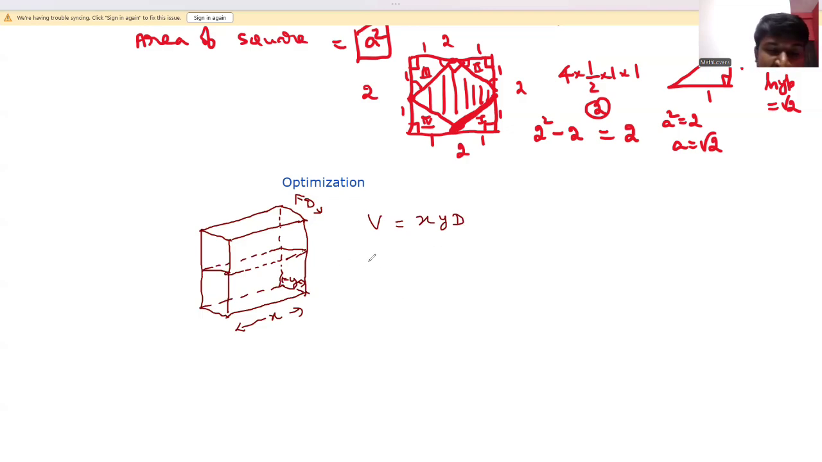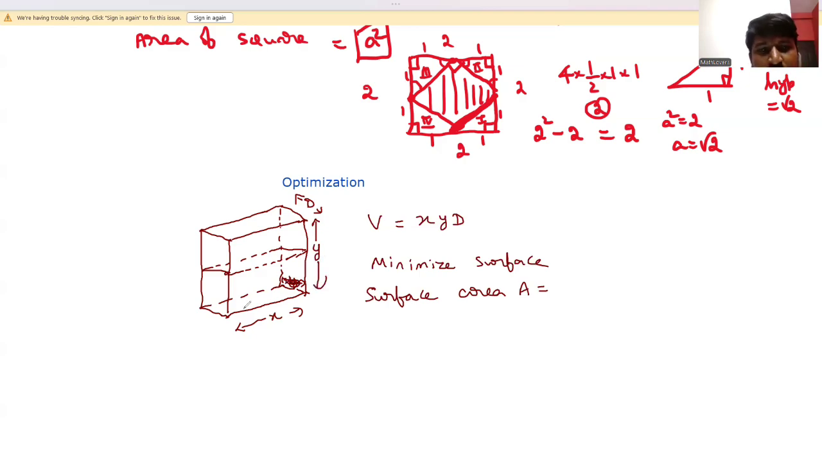But for a carpenter, what he sees is surface area only because he wants to minimize the surface being utilized. So if I write the surface area of this object, if you notice, the bottom is a rectangle x into y, top is also a rectangle x into y. Okay, I think I marked y in the wrong place. So what I'll do is I'll put y here.